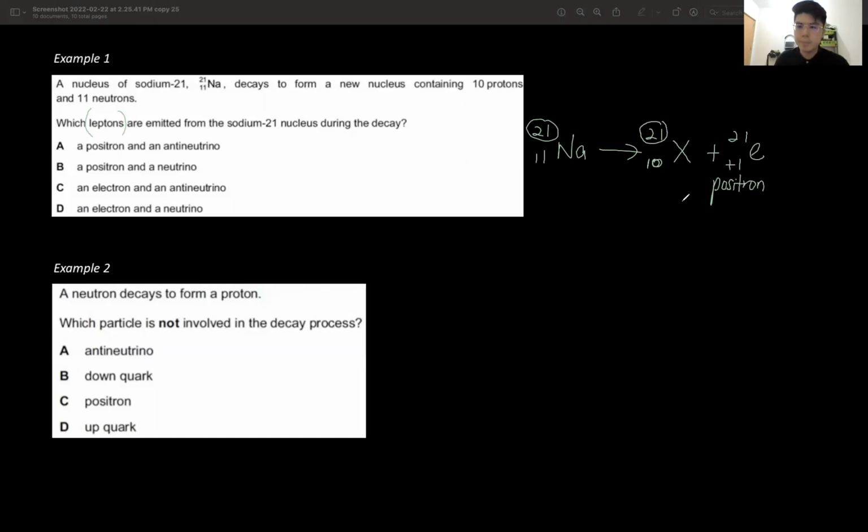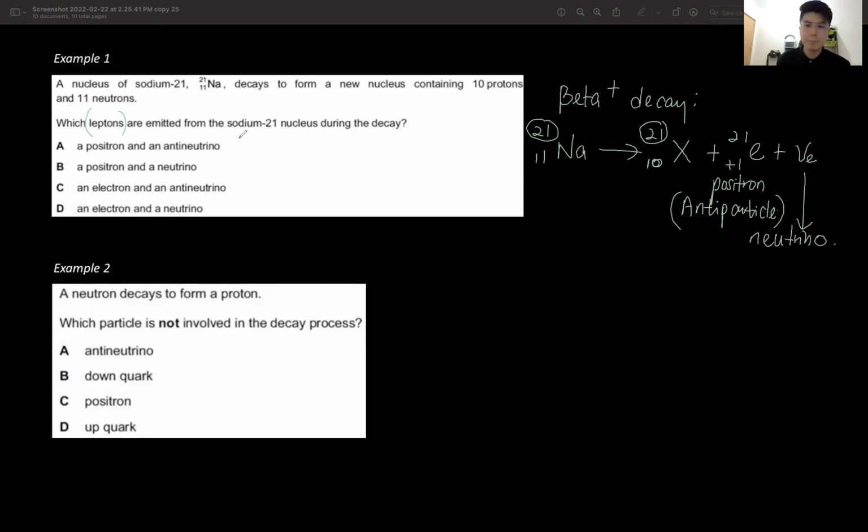Positron is a particle or antiparticle? Positron is an antiparticle. So that means this is an antiparticle, then there must be a particle. What is this? This is neutrino. Okay, so if positron is an antiparticle, then this one cannot be an antiparticle. There must be the opposite. So this is the particle, electron neutrino. So this is a beta decay, beta plus decay.